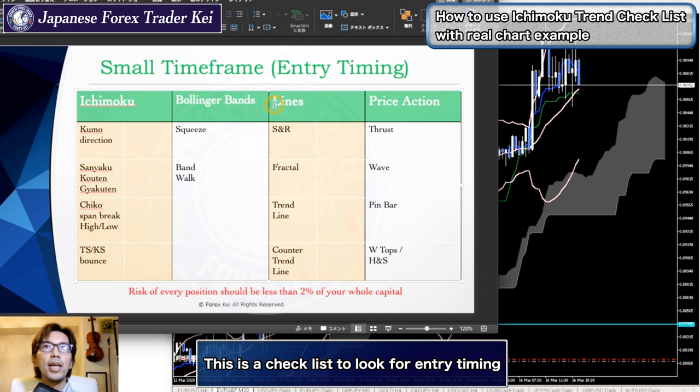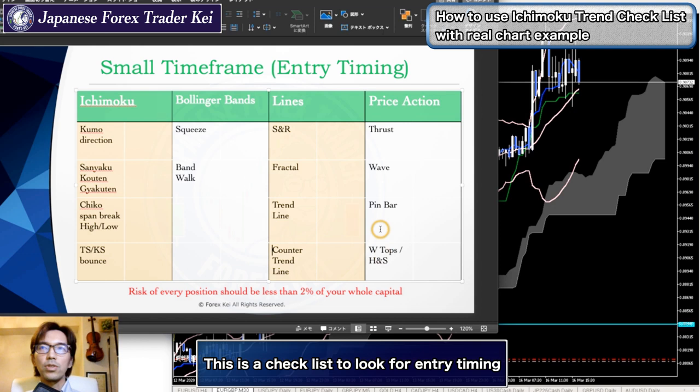And also you look at the price action, right? Thrust up or down, and you look at the wave patterns and pin bar, if there are any pin bars appearing or not. And also double top or head and shoulders. You can check all these price actions to capture the next potential buy or sell chance.